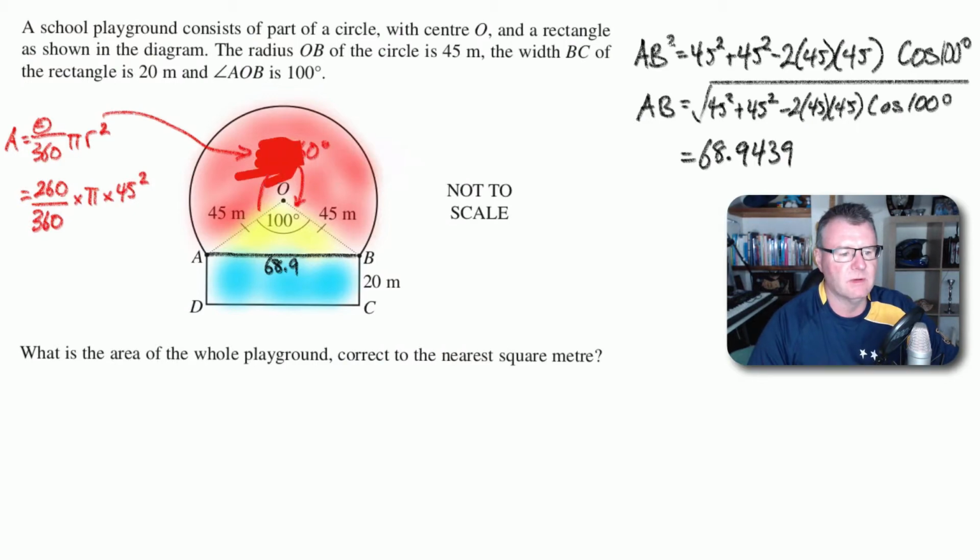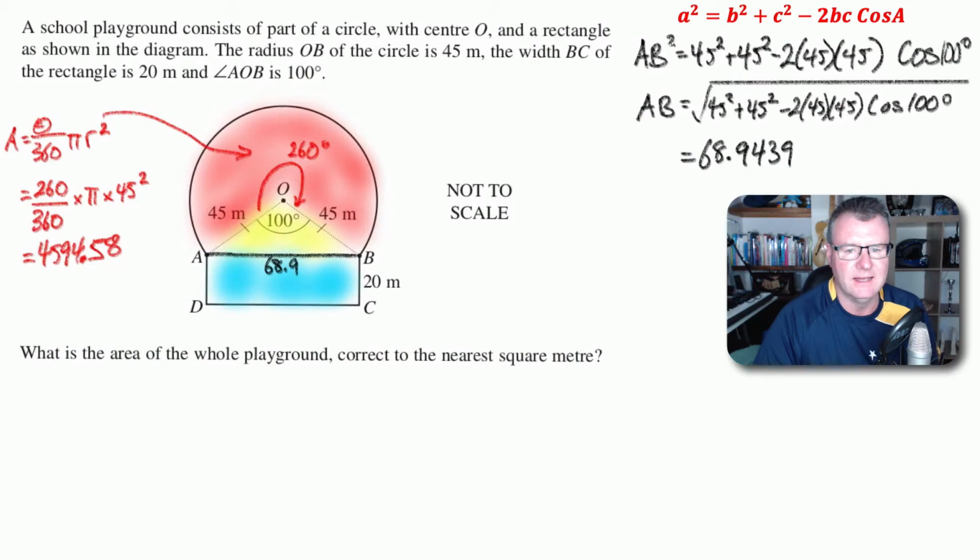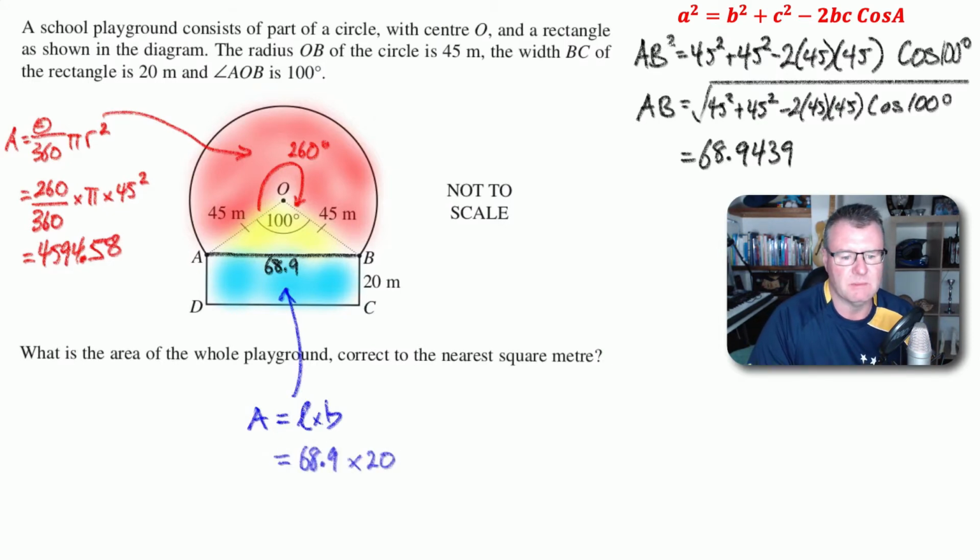So if I put that into my formula here, that replaces theta with 260. Now this just becomes something I can put in my calculator, and I get a value of 4594.58. Great, I've got the area of the red bit. Let's move on to the blue bit. This is nice and easy. This is a rectangle, and it's easy now because we worked out that length of AB. So I simply multiply the length times the breadth to get a value of 1378.88. Just the triangle to go.